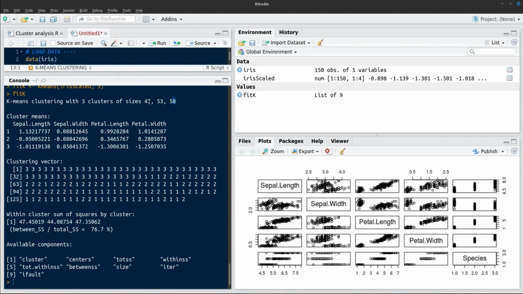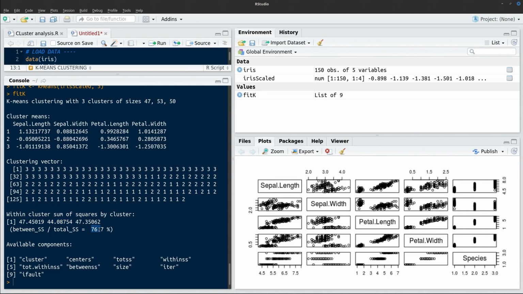So these are the number of observations within each cluster. We get a small table of cluster means. So the mean of sepal length for cluster 1 is 1.13, for sepal width is 0.008, so you can find the centers of each of the clusters. We get a clustering vector, so for every observation in our iris scaled data frame, this is the cluster membership that's been assigned by the algorithm. And then we get the within cluster sum of squares for each cluster. So this is a measurement of how dispersed each of our clusters are.